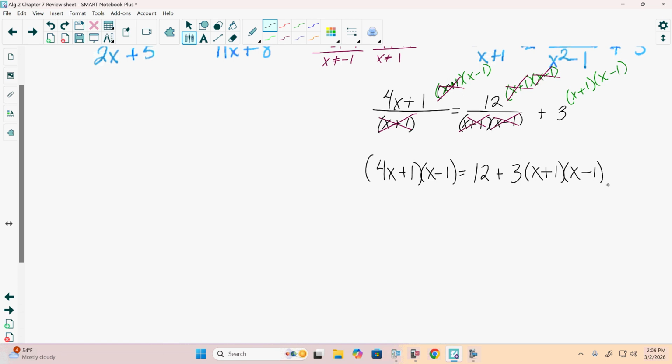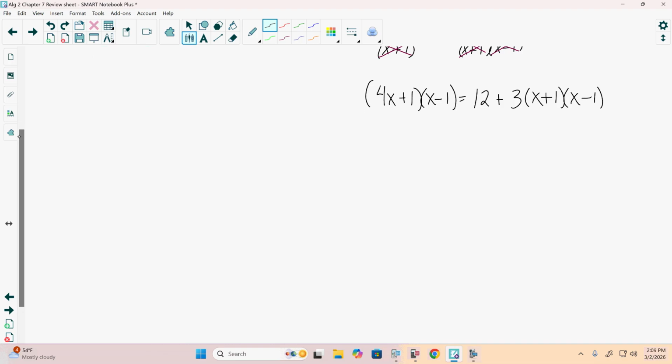Now we just need to multiply through, simplify down, get it equal to 0, and solve. So the first thing I'd multiply through is on the left. 4x times x is going to be 4x squared. 4x times negative 1 is negative 4x. 1 times x is going to be plus x. And 1 times negative 1 is going to be negative 1.